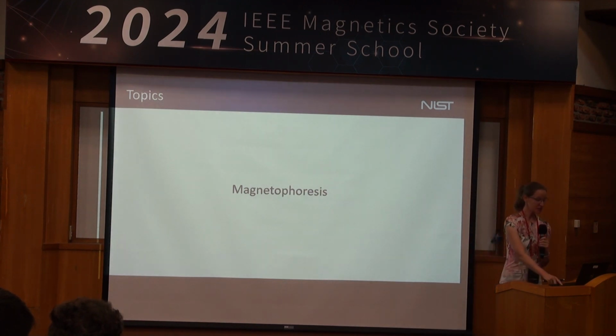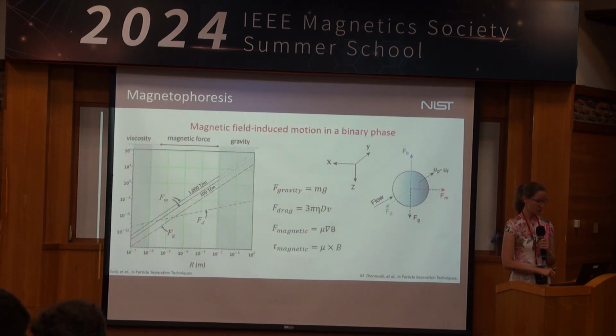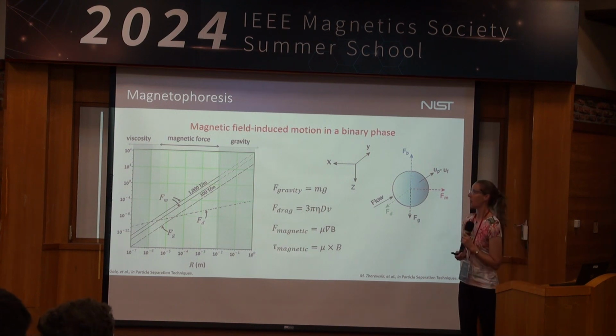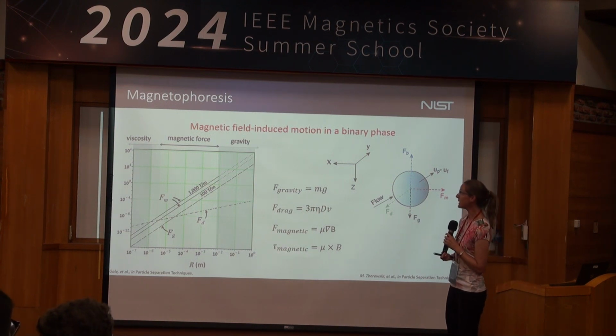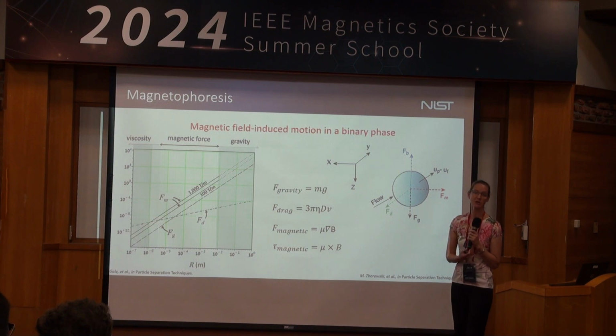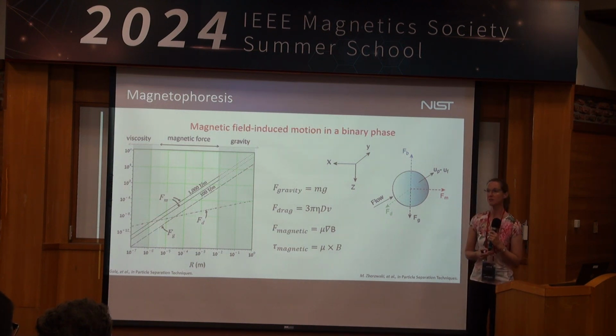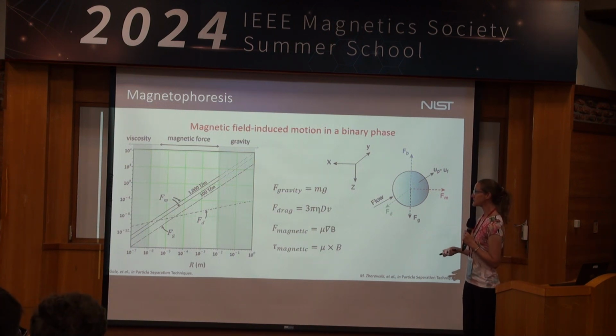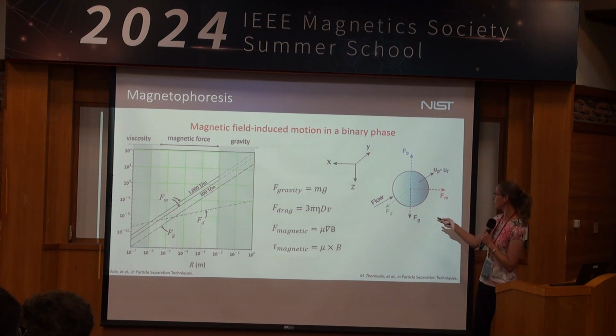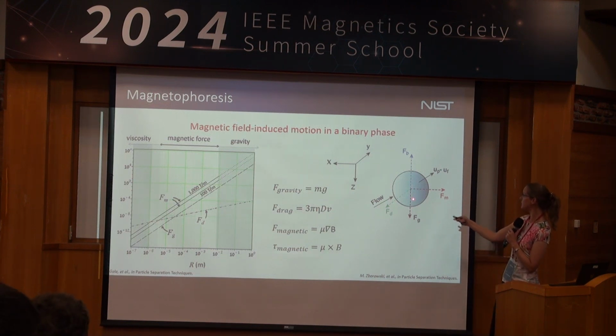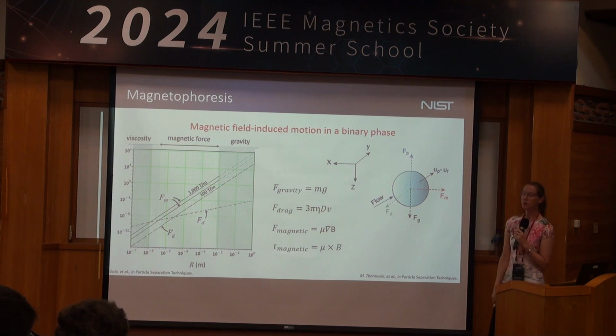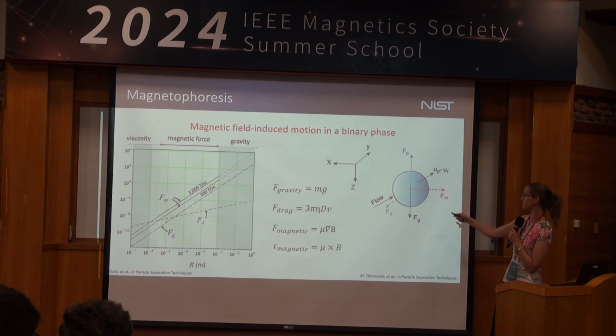So the next section is magnetophoresis. What do I mean by magnetophoresis? Fundamentally, it is just magnetic field-induced motion in a binary phase, which is a really fancy way of saying you've got magnetic nanoparticles in water, or any other liquid that you fancy. The forces acting on your particle are gravity pulling it down, buoyancy pulling it up, though buoyancy is actually rarely considered when you look at the equations, your magnetic force, and your drag force.